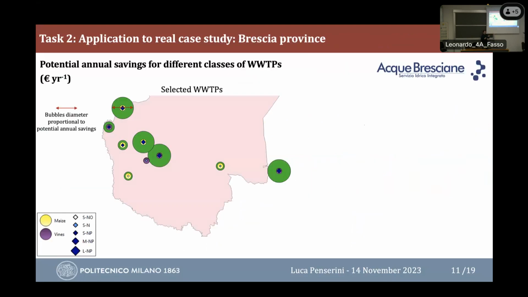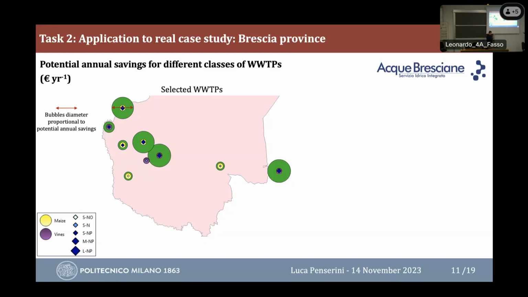The first one was the generic results. Here I show you the results applied to the province of Brescia, because we implemented the model on that. Here you can see what you were seeing with the dot points, the potential savings. Each dot is a wastewater treatment plant. The bigger the circle, the bigger the potential savings. Here are some of the classes analyzed, and you can see the type of crop and the specific class of the wastewater treatment plants.